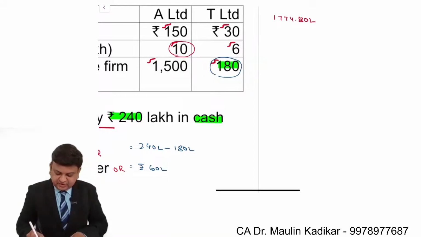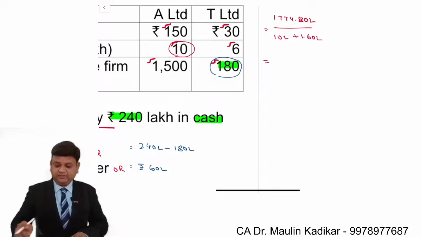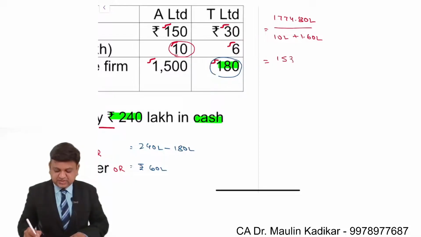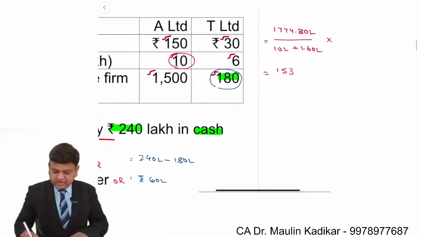1774.8 lakhs is the market value of the merged firm. Divided by the number of shares of the acquiring company, 10 lakhs, the shares issued to the target company is 1,60,000. So use a calculator: 1774.8 divided by 11.6. So the market price per share is 153 into 1,60,000.